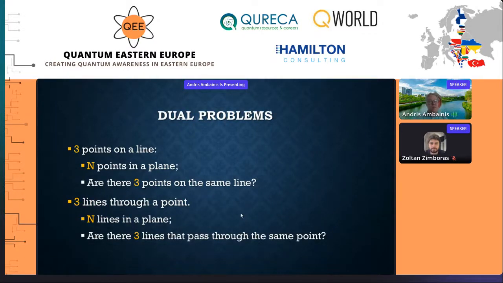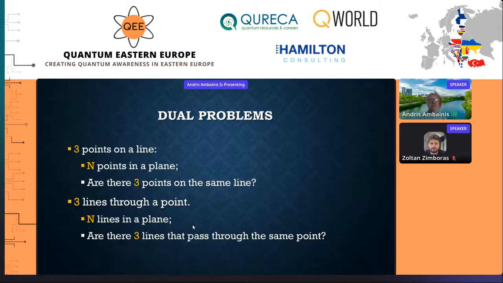Now I will sketch a more sophisticated algorithm. This more sophisticated algorithm is based on looking at the dual problem. For the problem of finding three points on a line, the dual problem is to find three lines that pass through a same point. So we have some number of lines in a plane, and the question is, are there three lines that pass through the same point? And these two problems are actually equivalent.